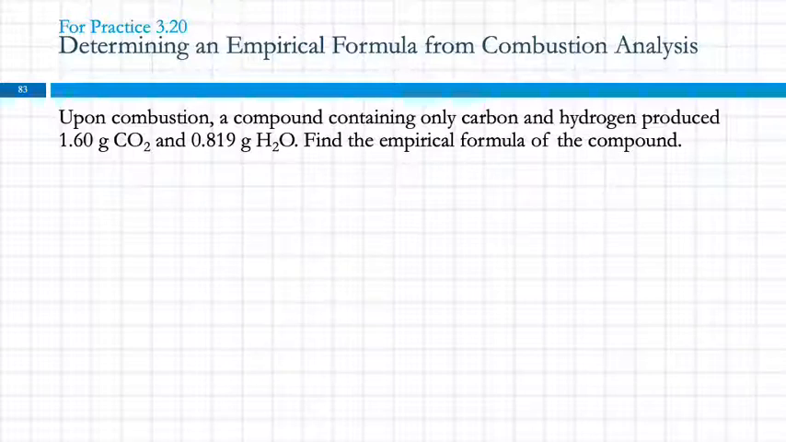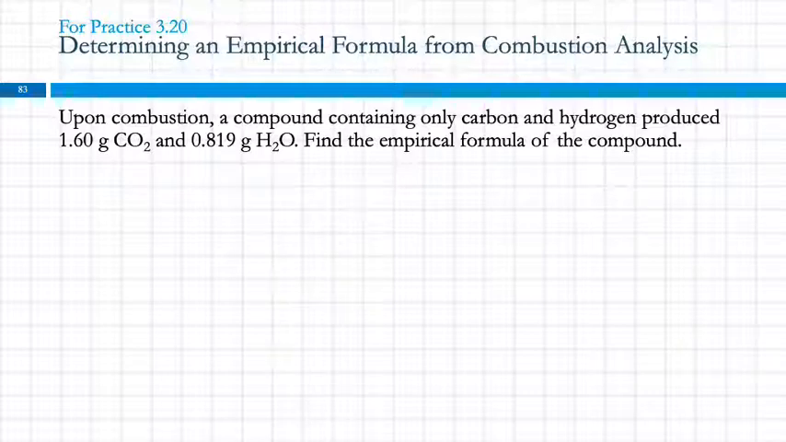So here's the question. Upon combustion, a compound containing only carbon and hydrogen produces 1.60 grams of carbon dioxide and 0.819 grams of water. Find the empirical formula of the compound. So we're given masses of these two compounds. This CO2 has all of the carbon. So what we have to do is take this mass of CO2 and find out how much carbon is in it. And we need to take the mass of water and find out how much hydrogen is in it.